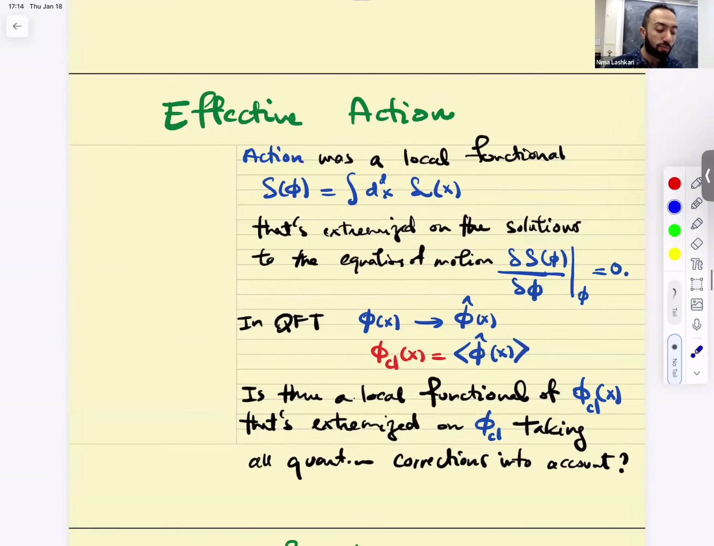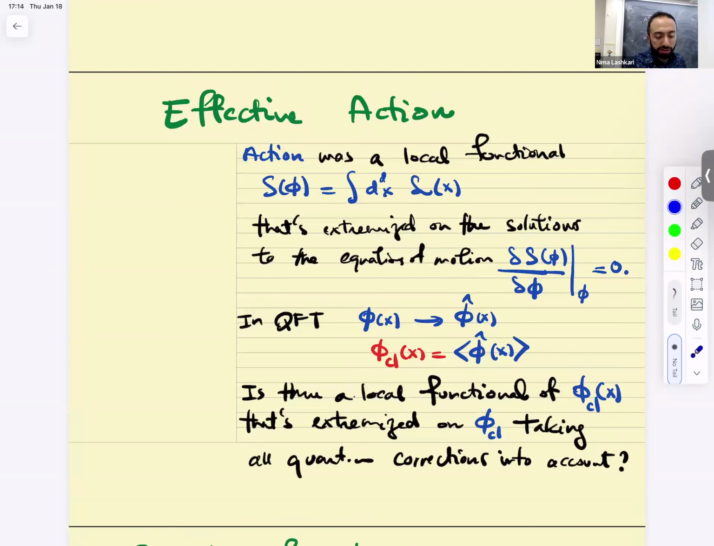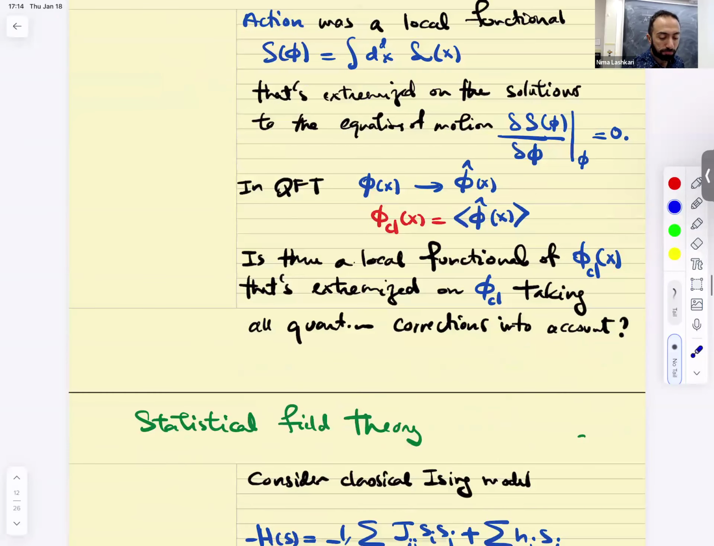So recall what action was. Going back to lectures 2-3 of part 1 of the course, action was a local functional, which meant that you could write it as an integral over space-time of a Lagrangian density that's extremized on the solutions to the equations of motion. So the raison d'etre of this functional was you take it, you vary it with respect to the function, the field, and on the solutions to the classical equations of motion, this vanishes. This equation gives you the equation of motion. All right, so we talked a little bit about Schwinger-Dyson and how this is like the quantum version of classical equations of motion.